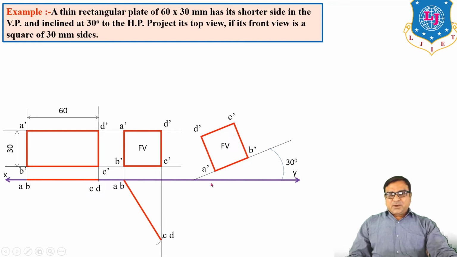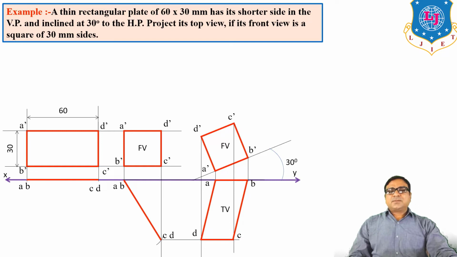Now what will be the top view? Draw the vertical projection lines and horizontal lines from ABCD. Join the intersection points ABCD and draw the top view of the plane. So this is the front view and this is the top view of the required condition.